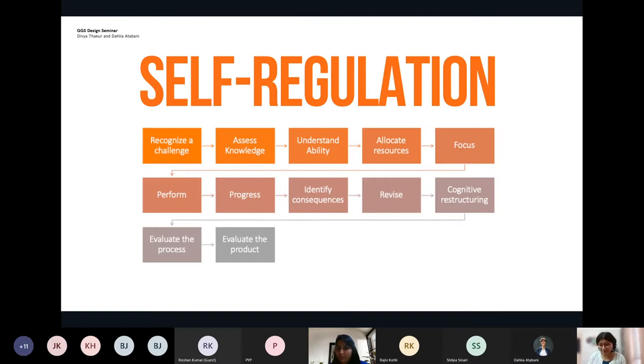Right. Carry on, Dahlia. So moving on, the last aspect of the critical and creative thinking cycle is self-regulation. And in self-regulation, this is basically the ending process. Of course, this falls majorly into criterion D, evaluating. And we're going to try and speak a little bit about the same.